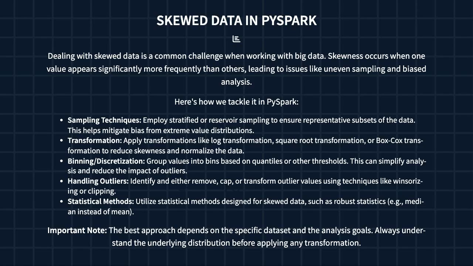We can use sampling techniques like stratified or reservoir sampling to create balanced subsets. Another approach is data transformation. Things like log transformations can help normalize the distribution. We can also bin the data into groups, or if we have extreme outliers, we might need to handle them by either removing or transforming them. And finally, using statistical methods designed for skewed distributions, such as the median instead of the mean, can be really helpful.